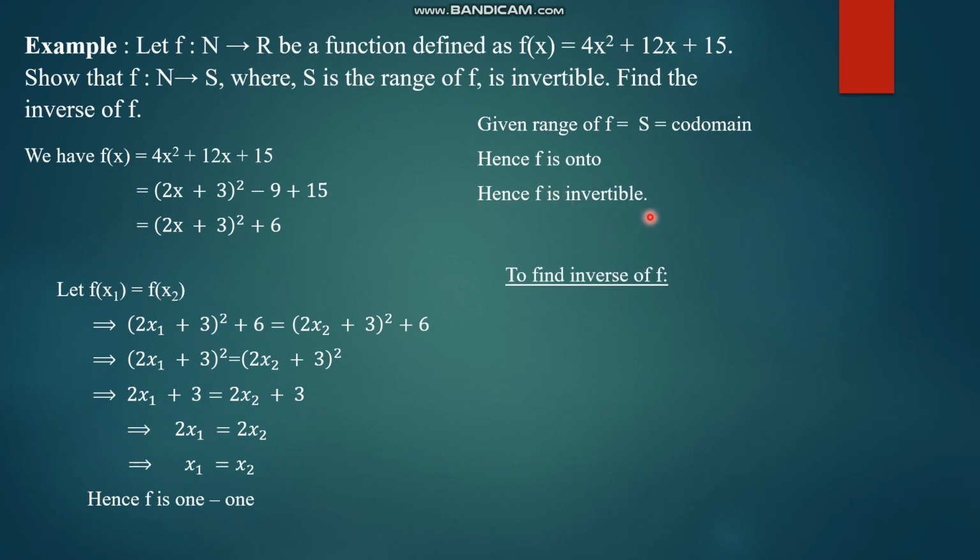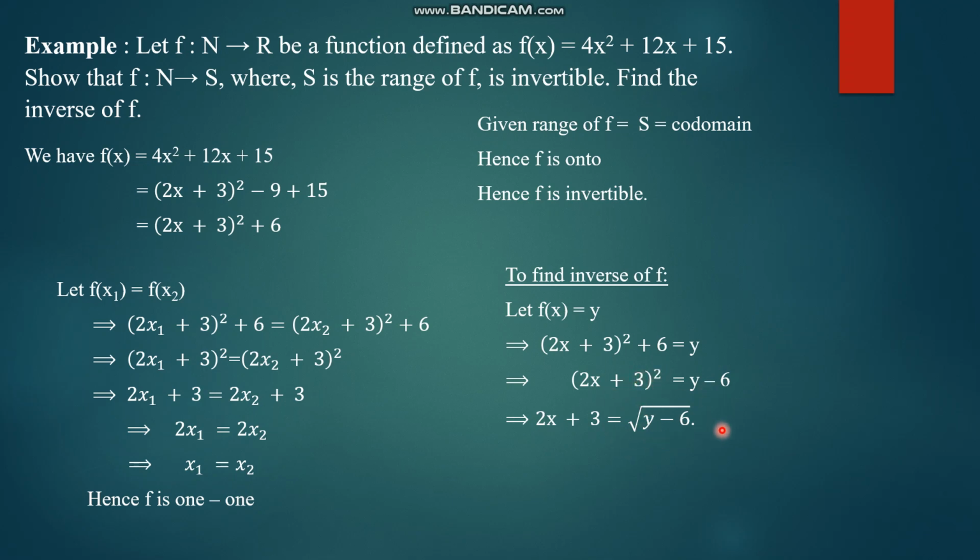Now to find the inverse, the same method holds good. You have to take f of x is equal to y. F of x is 2x plus 3 whole square plus 6, and that's equal to y. And 2x plus 3 whole square is y minus 6, and 2x plus 3 will be root of y minus 6, because to remove the square you have to take the square root. So 2x is root of y minus 6 minus 3, and x will be root of y minus 6 minus 3, by 2. So this is the answer.